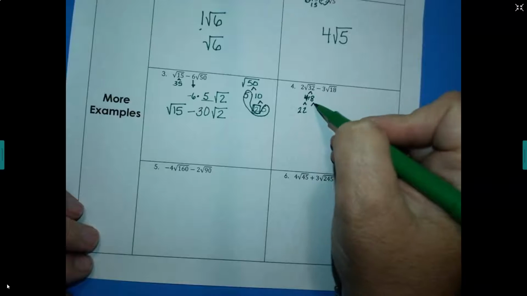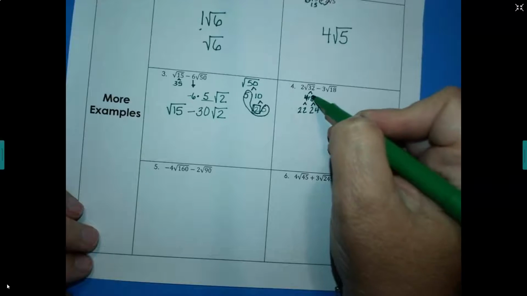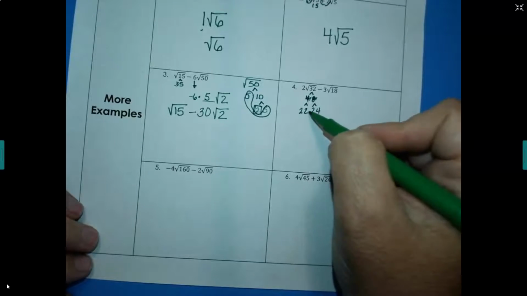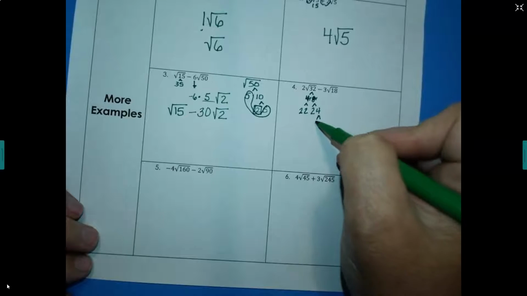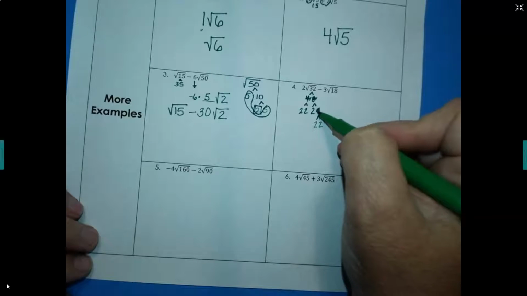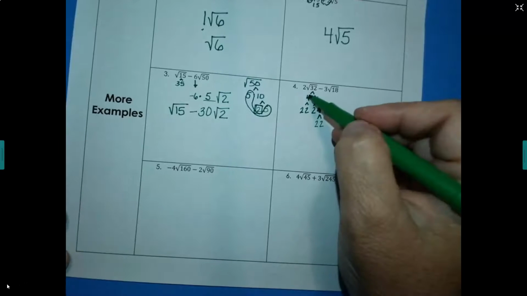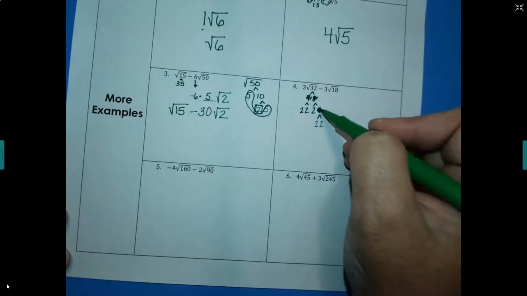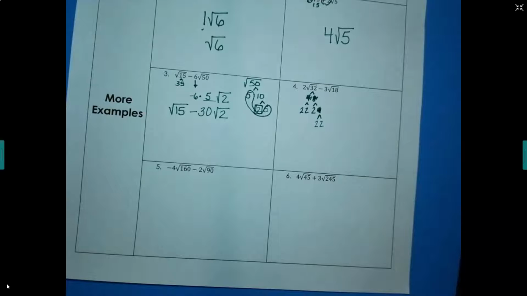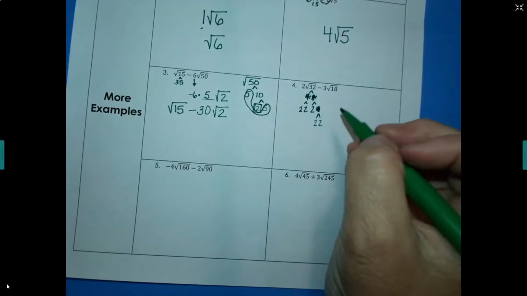8 can break down to 2 times 4. 2's are prime, so they're not going to break down any further, but that 4 breaks down to 2 times 2. All right. If you watched one of my previous videos, you'll notice I cross out things that I've rewritten to help me kind of concentrate here.